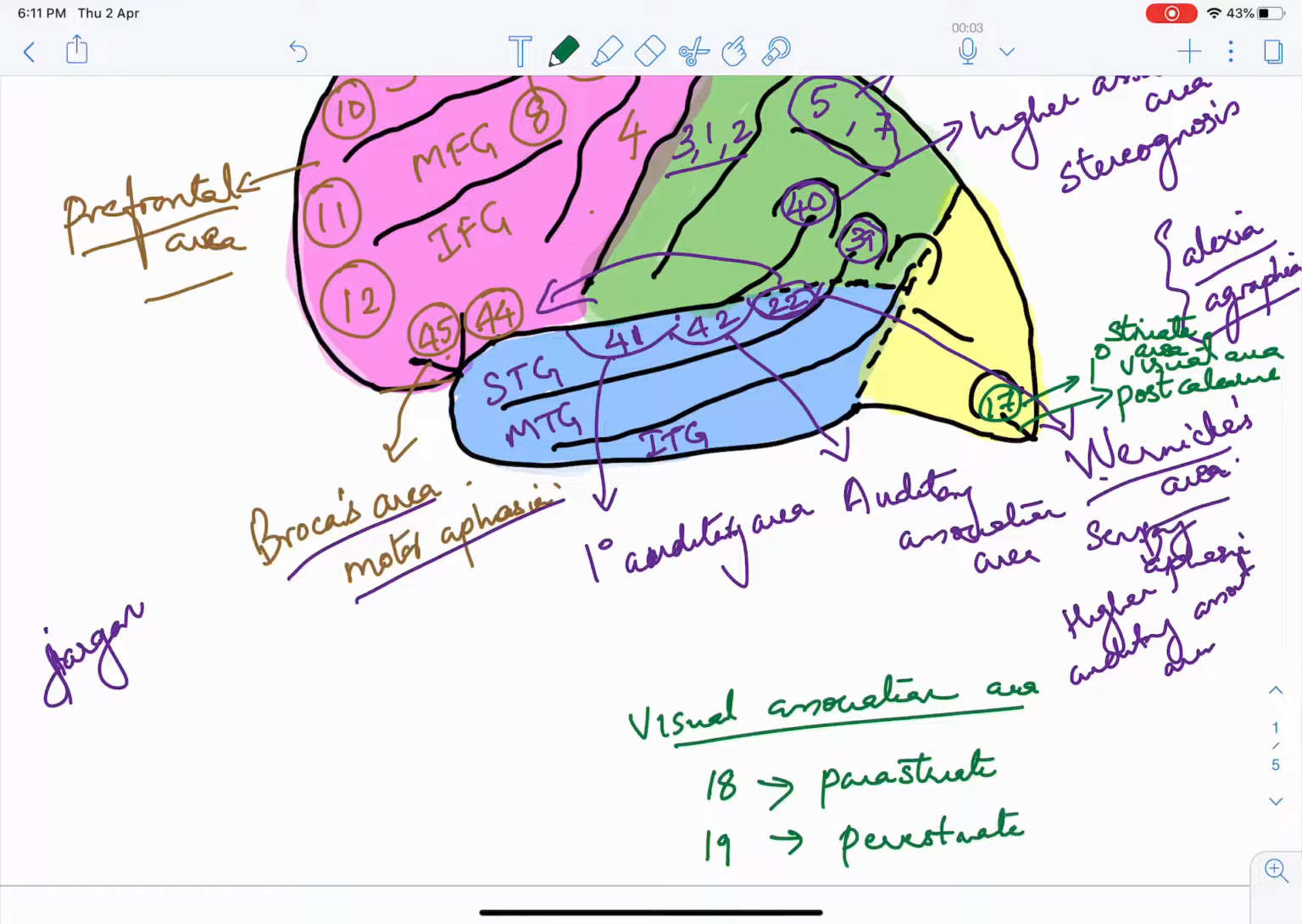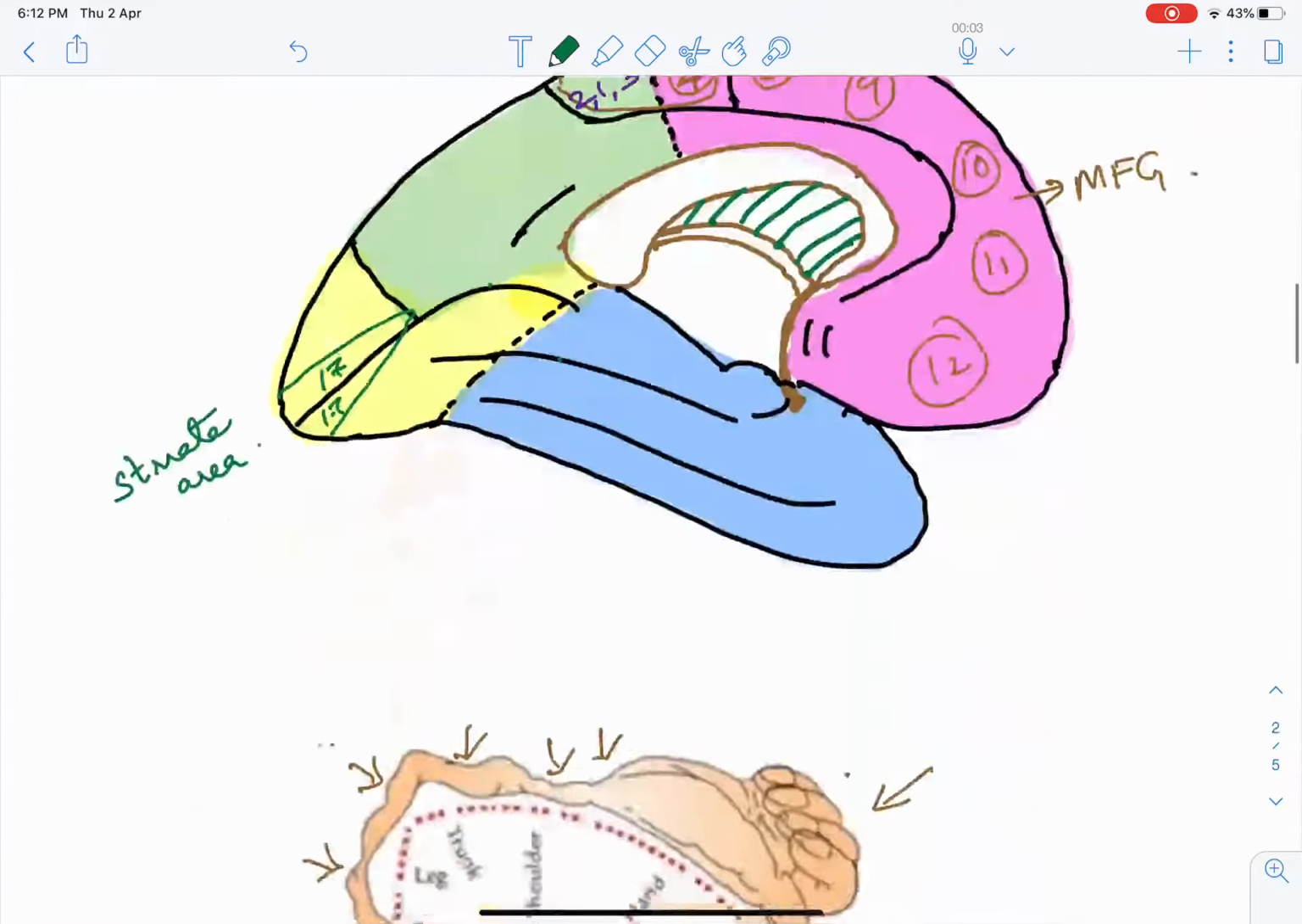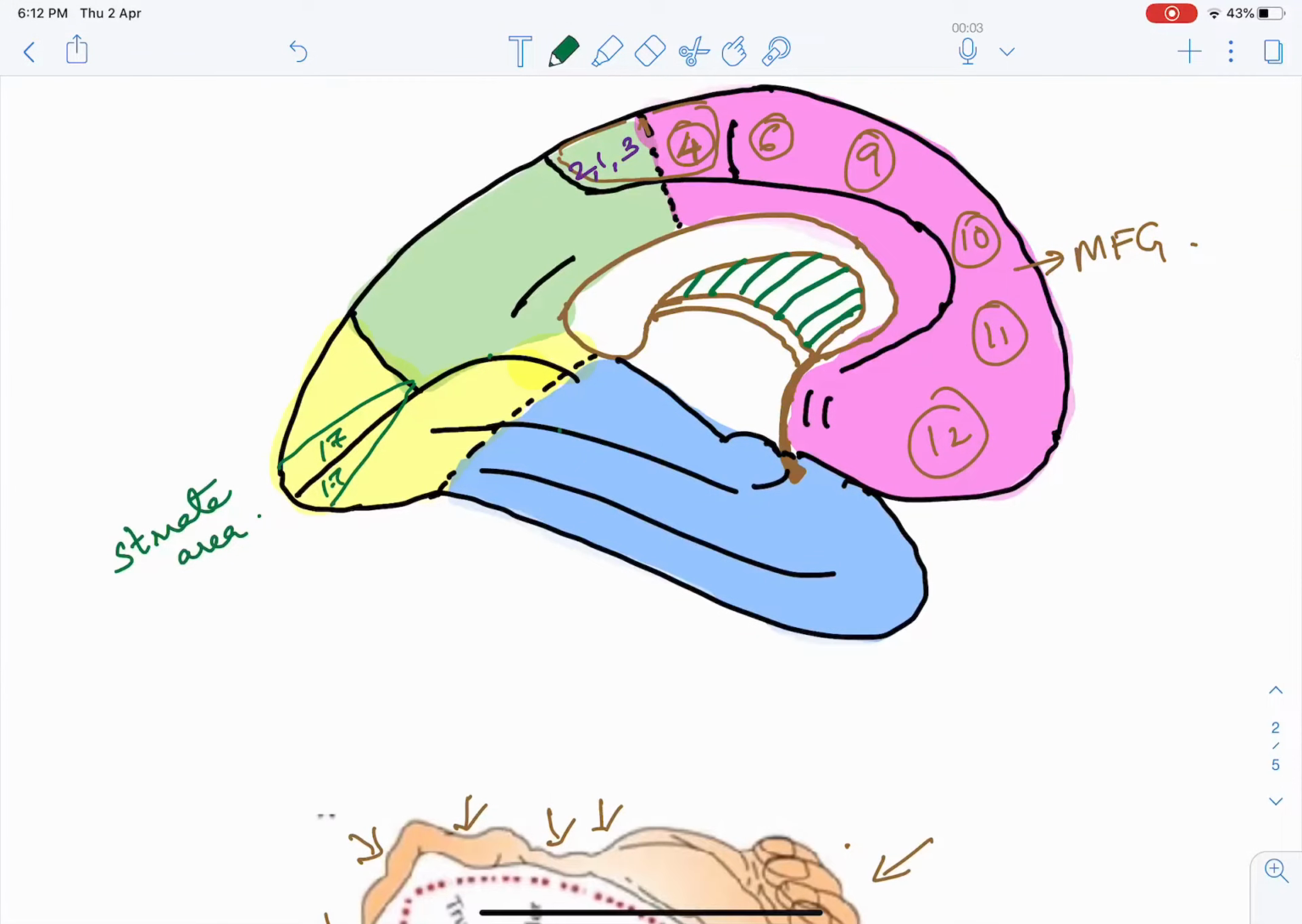Where is it seen? It is seen around area number 17. So this is area number 17, this is area number 18 and this is area number 19. Okay, it is also seen in the medial aspect. In the medial aspect, around area number 17 you get 18 and around that you get 19.